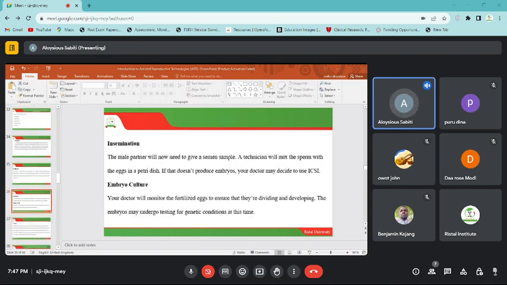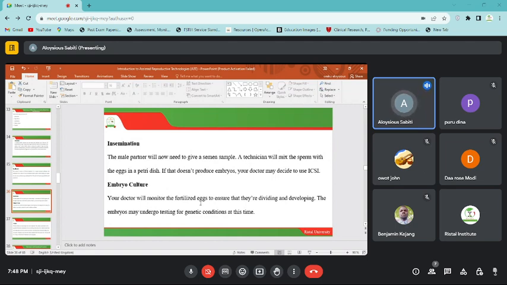Then the third step is what we are calling insemination. And here we're looking at the male partner. We now need to give a semen sample, and the technician will mix the sperm with the egg in a petri dish. If that doesn't produce embryos, your doctors may decide to use ICSI, what we discussed about. So sometimes a mixture is done in a petri dish, mostly in this IVF. But if the embryo is not produced, we are saying that the ICSI may be used.